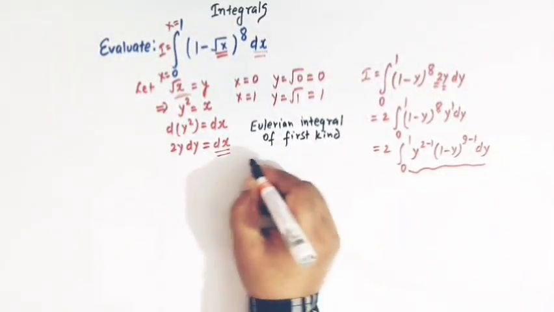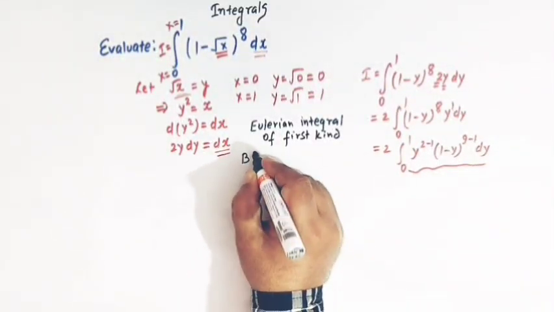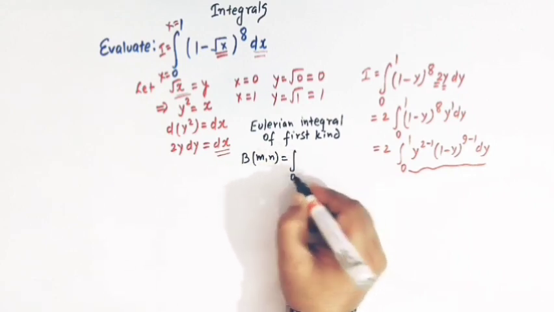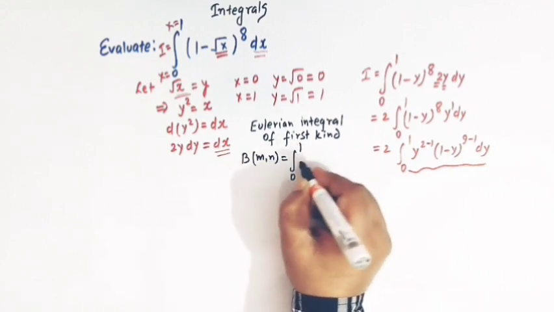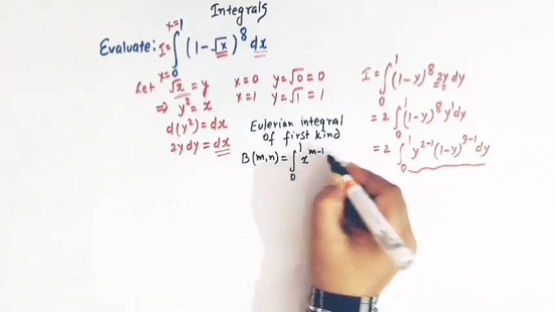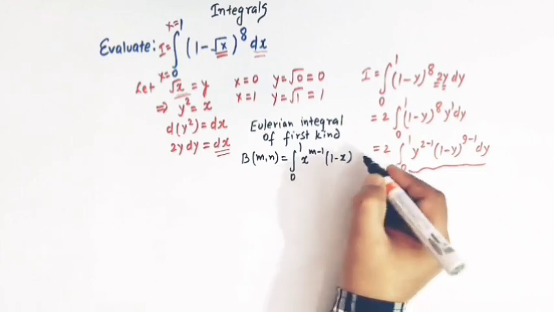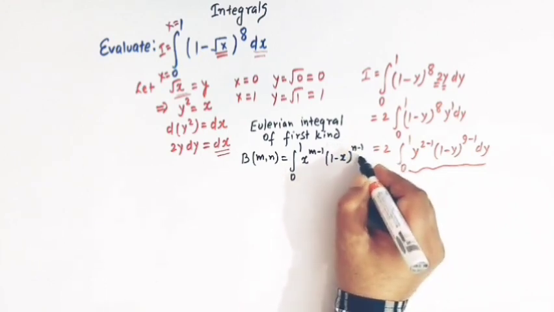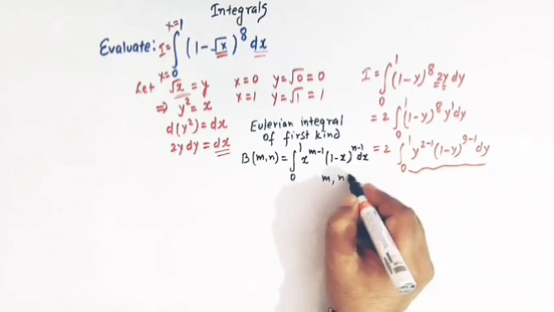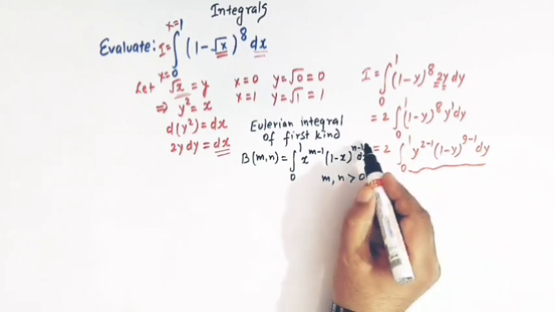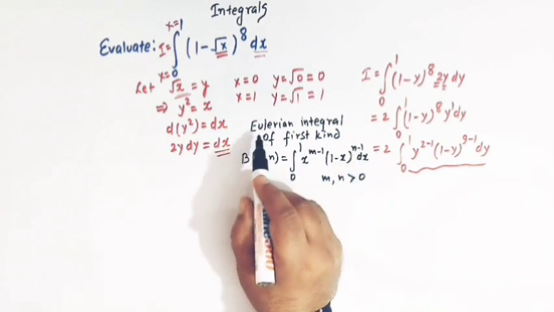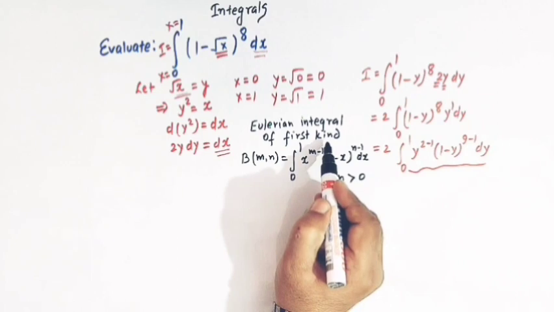Now see, the beta function, that is beta mn, is defined by this integral, that is 0 to 1, x raised to m minus 1 and 1 minus x raised to n minus 1 dx, right? Where m and n are greater than 0, right? So this integral is known as beta function, or the Eulerian integral of first kind.